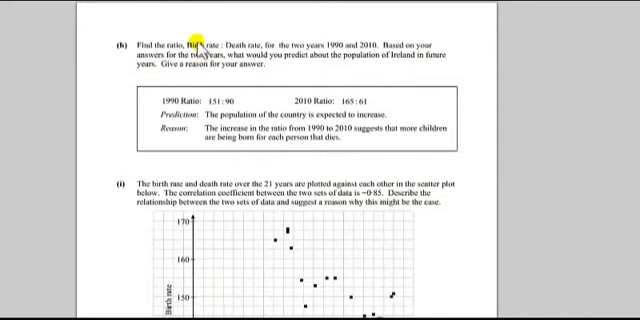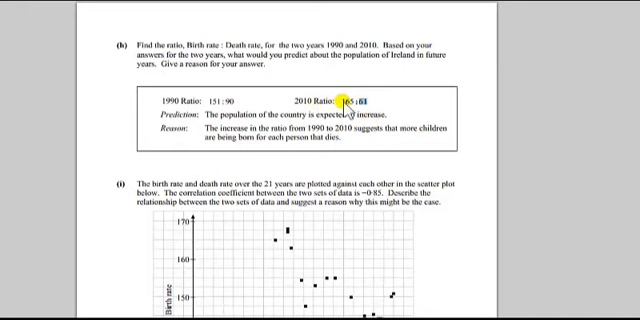Next we will get the ratio birth rate to death rate for the 2 years 1990 and 2010. So you just go to the table and look for the birth rate for 1990 and the death rate for the same year, and you divide 151 by 90 to get that ratio. Do the same for the year 2010. You divide 165 by 61.